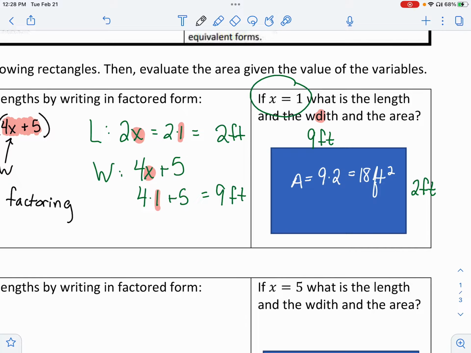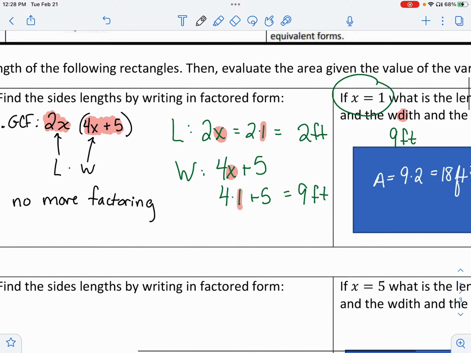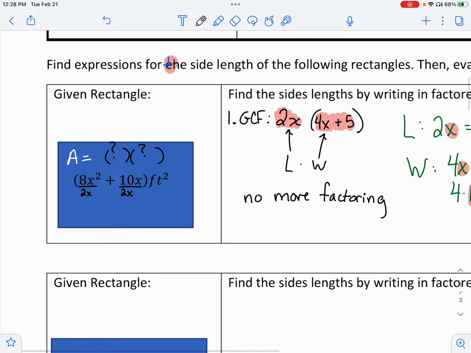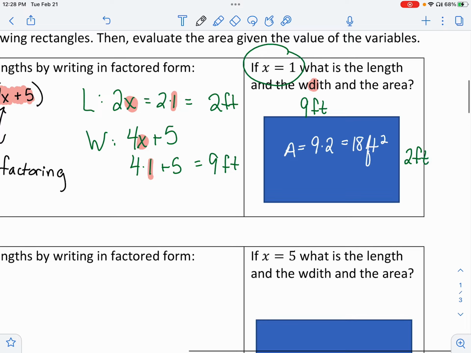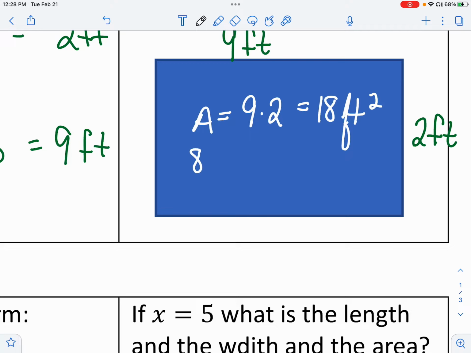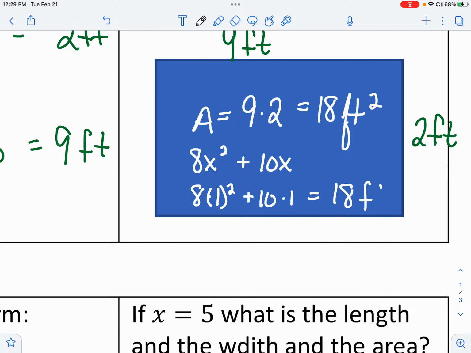Now, let's say you solved for the area a different way. You definitely could have used this right here, 8x squared plus 10x, and I'll show you how that works. So it was 8x squared plus 10x. It'd be 8 times (1) squared, I use parentheses when I square something, plus 10 times 1, which, sure enough, guys, either way, whether you do it with the factored parts and then multiply those, or whether you do it with the original, you get 18 square feet.